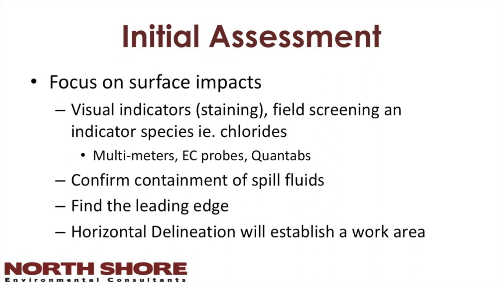Use visual indicators for hydrocarbon spills. You're going to find staining of vegetation, staining on the soil, odors, all sorts of things are going to indicate where the hydrocarbons have gotten to. For produced water, use a conservative species, and in basically 9.9 out of 10 cases, it's going to be chloride. All field screening equipment is designed to basically point you in the direction of chlorides, whether it be quant taps or multimeters. And even if you don't have any of that, dipping an EC probe into a pool of water will give you results that can at least point you in the right direction until you get the right equipment.